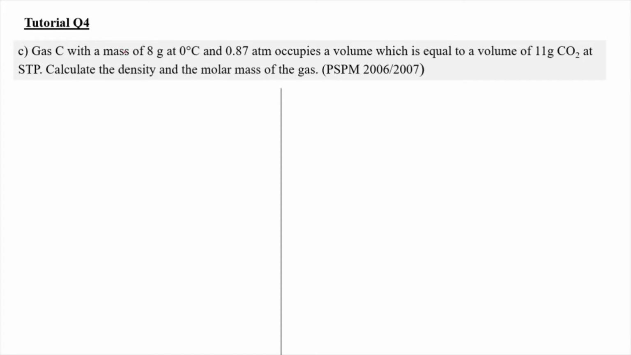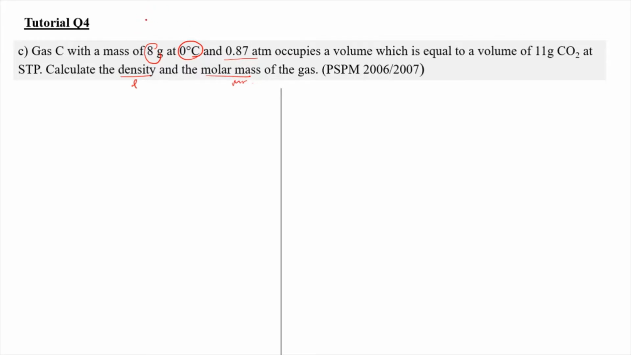So for tutorial question 4, a gas C with a mass of 8 gram at 0 degrees Celsius has a pressure of 0.87 atm and it occupies a volume which is equal to the volume of 11 gram of carbon dioxide at STP. So we have to calculate the density as well as the molar mass of the gas.